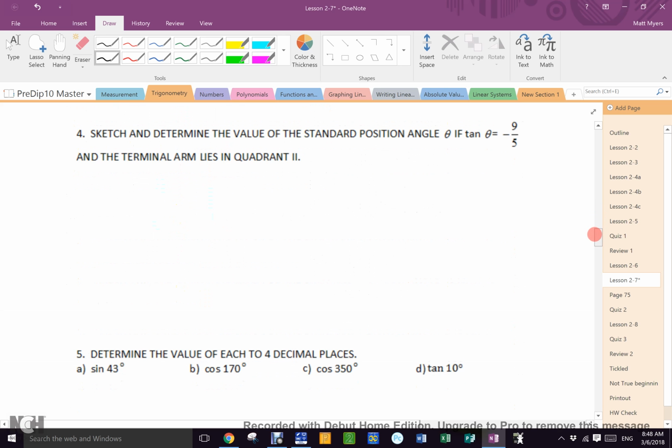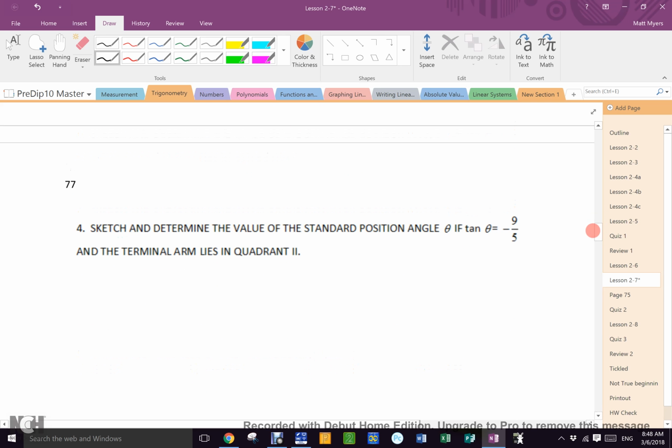Go to the next question on page 77. What do we know? We know the terminal arm lies in quadrant 2. Where's quadrant 2? Top left, right? So let's just draw a line out there. We know it's going to be out there somewhere, yes? Now, what do we know about that line? We know its tangent is that. What do we know about tangent? It's opposite over adjacent if we were at the beginning of grade 10, but we're in the middle of grade 10, so what is it now?